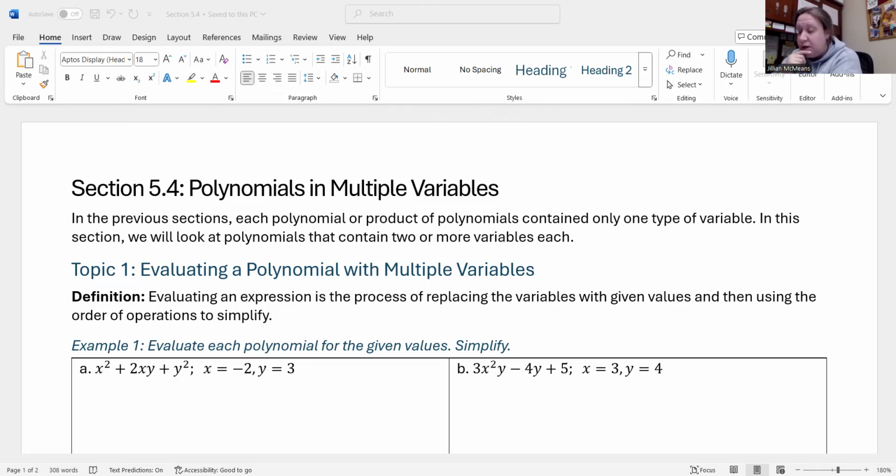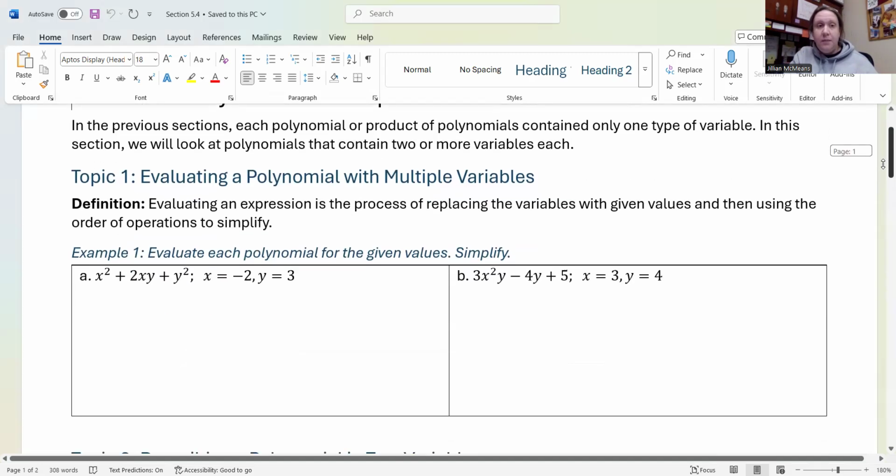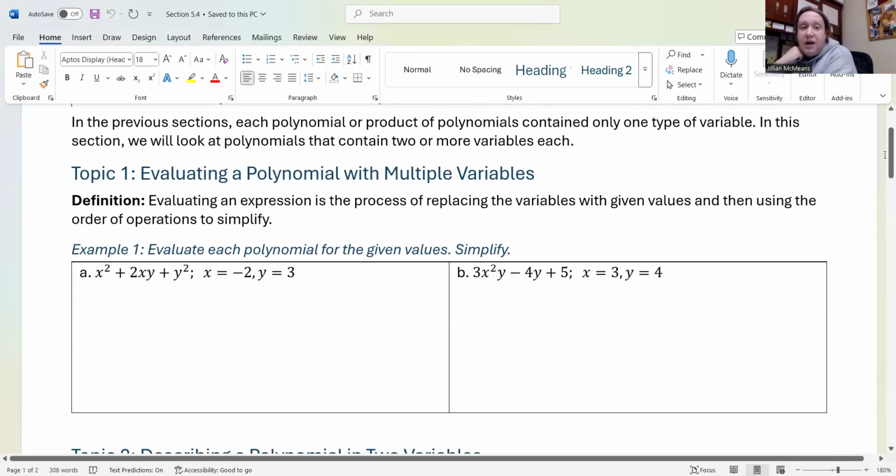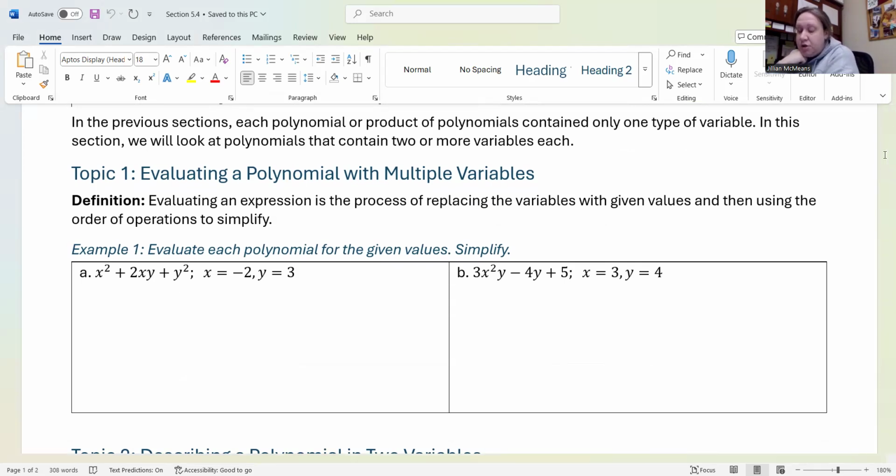Evaluating an expression is the process of replacing the variables with given values and then using the order of operations to simplify. Well, that same idea is going to apply to a polynomial. So we're going to take our polynomial, replace all of the variables with given values, and then simplify. Okay, so let's look at example one. It says evaluate each polynomial for the given values and then simplify. Okay, so we've got x squared plus 2xy plus y squared. We're going to evaluate for x is -2, y is 3.